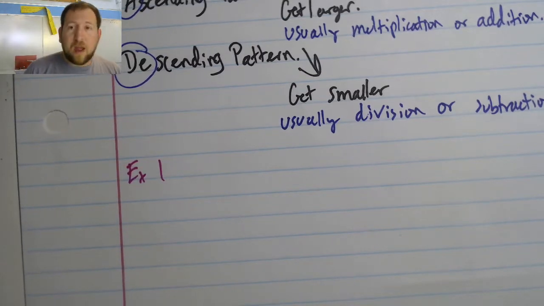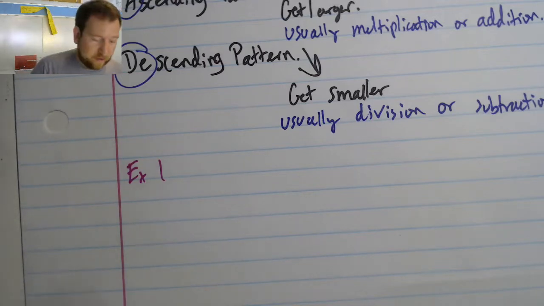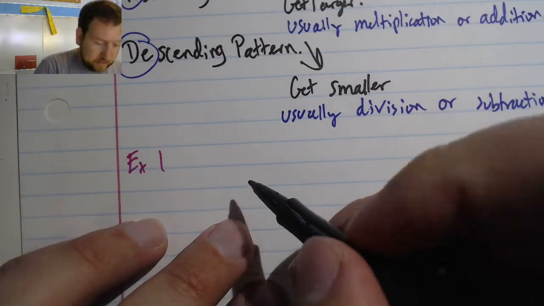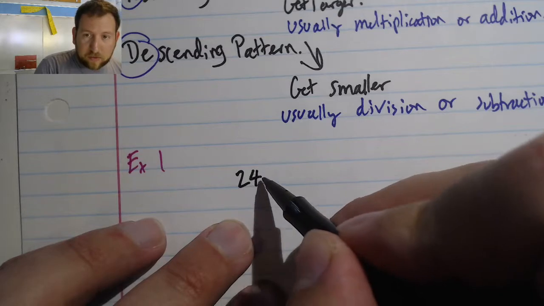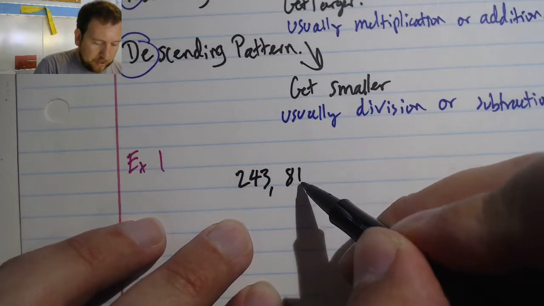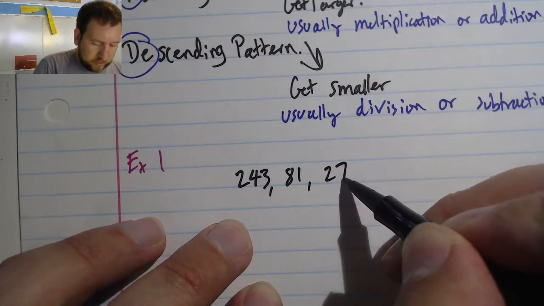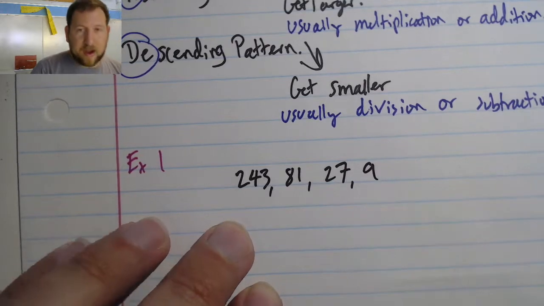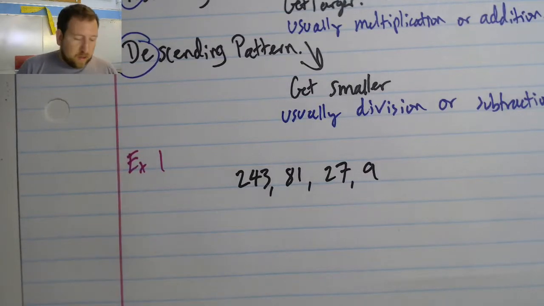For example 1, I'm going to take a look at this pattern. Let's see. We have the numbers 243, 81, 27, and 9. The question is, what is the rule?